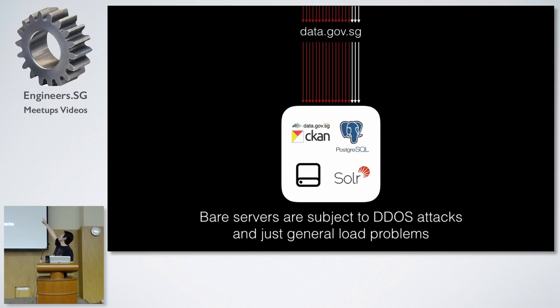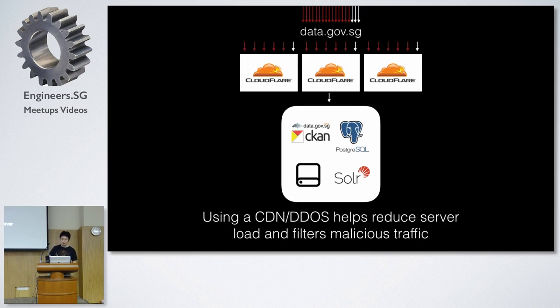So every request that goes to data.gov.sg, you type it in your laptop, you write a bot to do it, it hits the URL and it goes straight to our server. And as you can imagine, it's very simple. You send too many requests, the server goes down because it can't handle all these requests. So what do you do? Well, the first thing you do is you should set up a CDN.